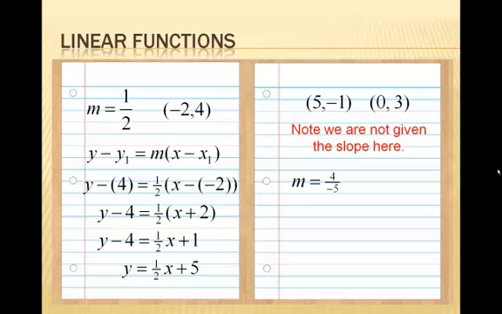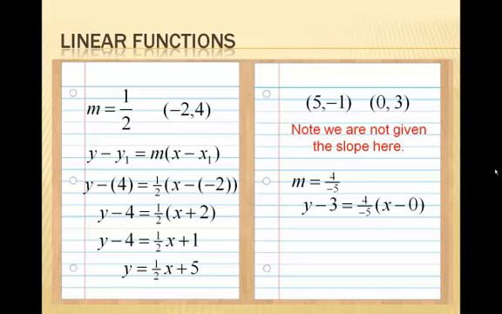Now we come across a second minor issue. In order to use point-slope form, we need a point, but if you look at this, we have two points. Which one do we use? The good news is it really doesn't matter which one you use. You could use (5, -1) or you could use (0, 3). Either point will give you the same equation in the end. So I'm going to use (0, 3) and my slope, and plug those both into point-slope form. As you can see, I've substituted for x1, y1, and m.